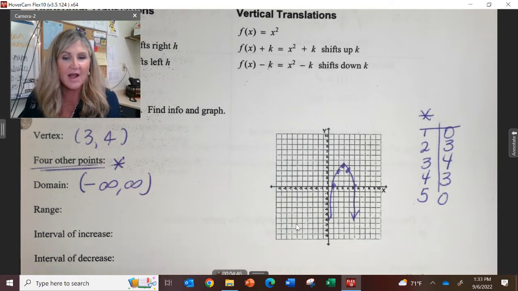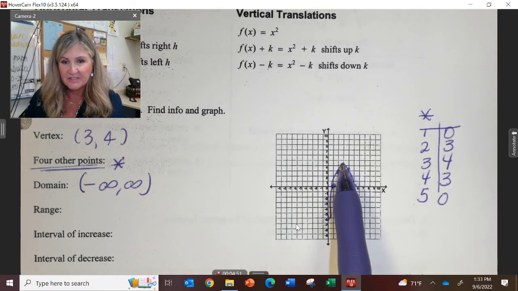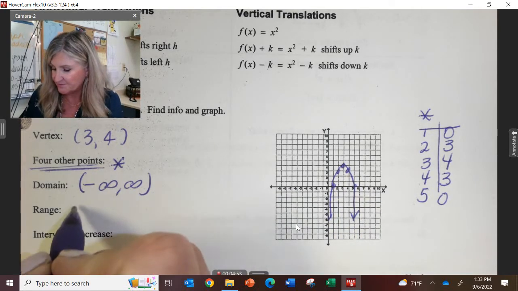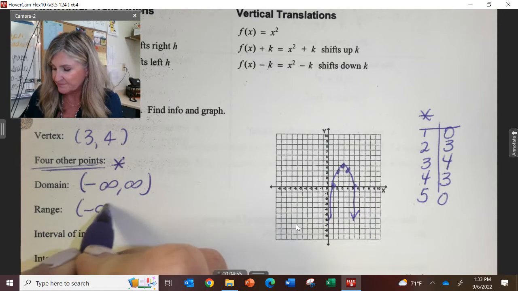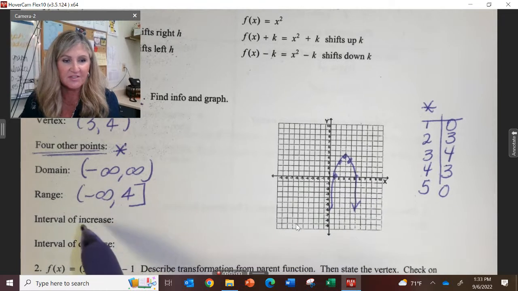The range is the y values we can use. These y values go all the way down here, up to this point. What's the range? Good. Intervals of increase, this is new.